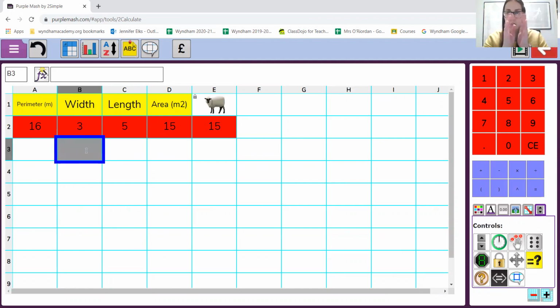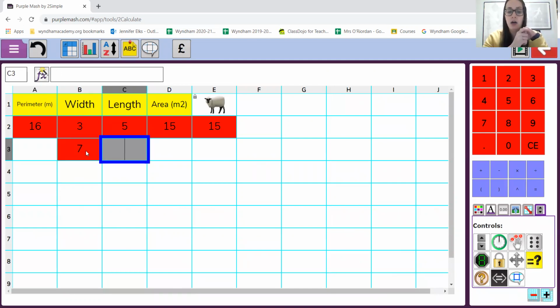Right. This time then, I'm going to give you a width of 7. I'm going to give you a length of 12.